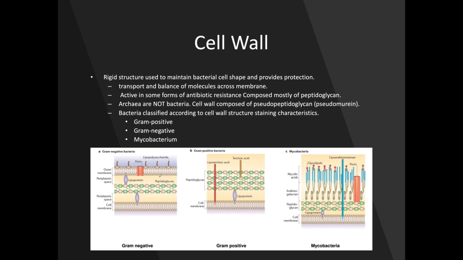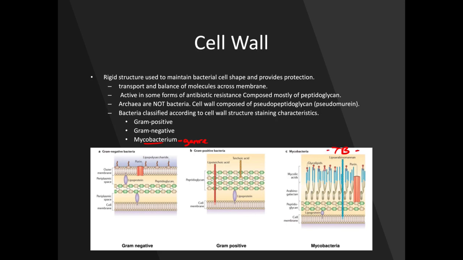So we have three basic types of cell walls. We have gram-positive, gram-negative, and then we have a third type that's a very unique class of bacteria. This is actually its own genus, and these are referred to as the Mycobacterium. The most famous of the Mycobacterium are the tuberculosis. So TB is caused by Mycobacterium tuberculosis.